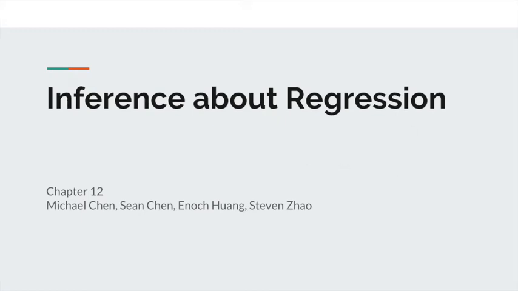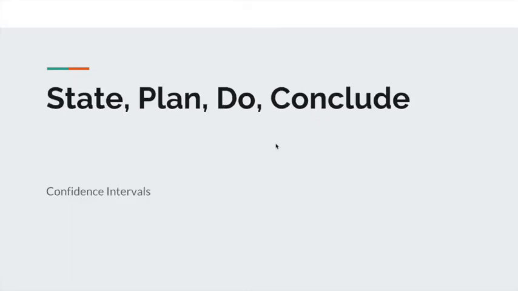Hi everyone. Today we'll be talking about confidence intervals and significance tests for the slope of a regression line. First, we will go over how to construct C% confidence intervals with the state, plan, do, conclude procedure.